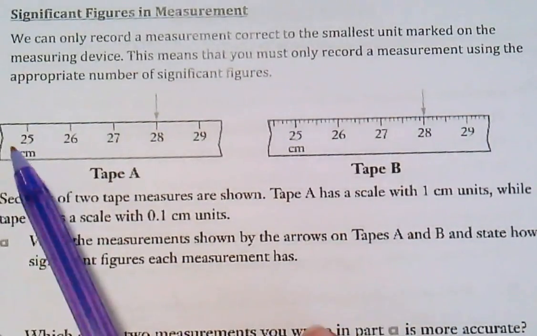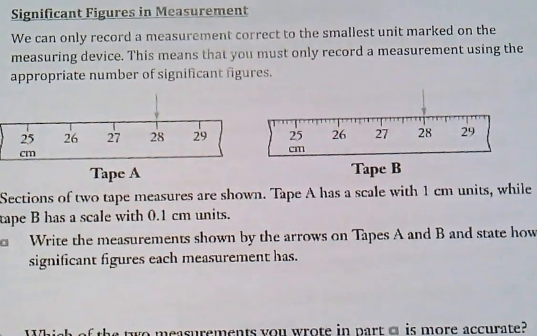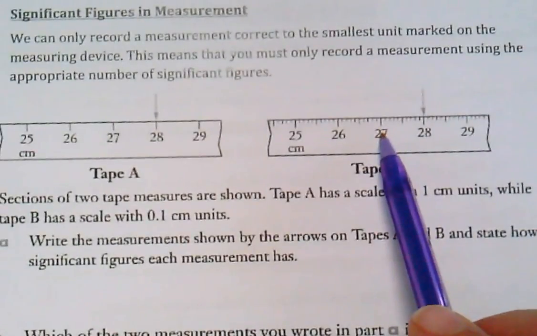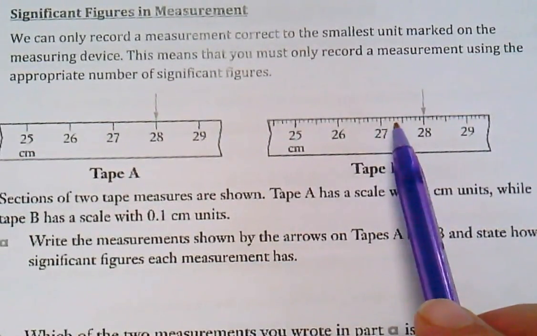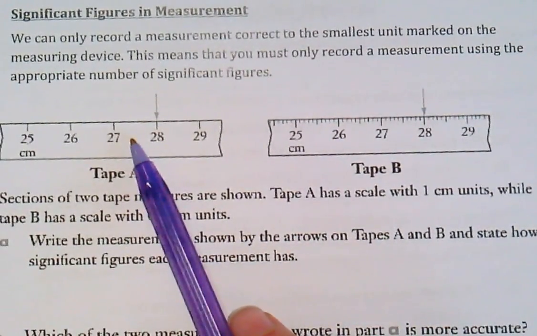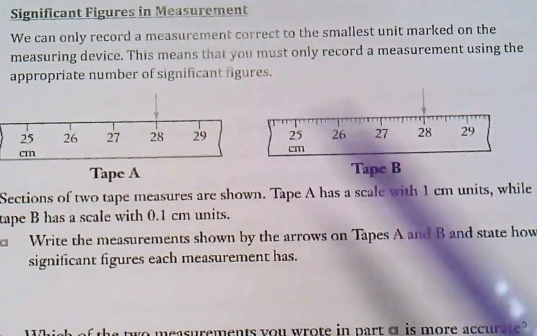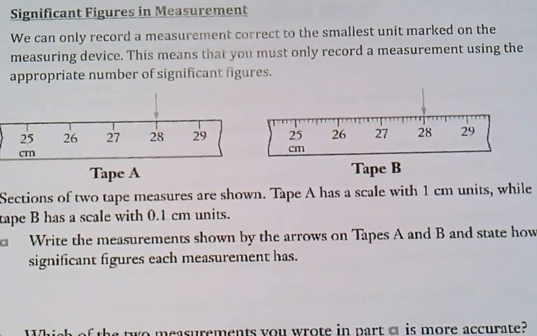Significant figures in measurement. See, here's tape A and here's tape B. Which tape do you think you could read more accurately? Tape A or B? Good. So on tape B, you're allowed to give me 27 point something. You could read it properly, couldn't you? But you know, on tape A, you're only allowed to say 27, 28, 29. You're not allowed to give me decimal places. All right? You're not allowed to.